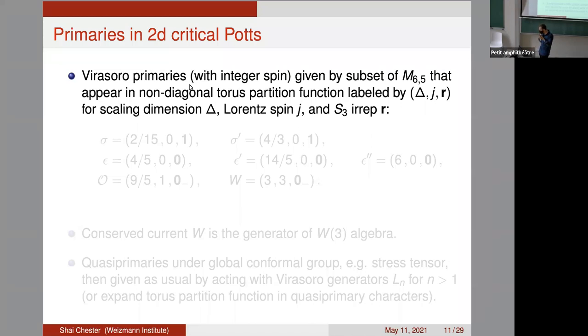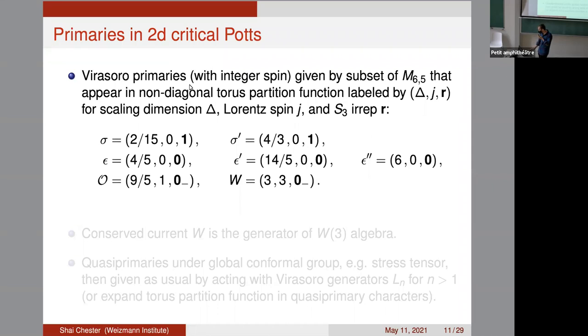Now let's review the primaries in the 2D critical Potts model. The Virasoro primaries with integer spin are given by a subset of this minimal model that appear in the non-diagonal torus partition function. I'm going to label these by their scaling dimension delta, their spin J, and then their representation R. I'm using delta in the usual general dimension meaning, so I'm not talking about some chiral h bar, I'm talking about the actual scaling dimension. Here's the complete list of primary operators.